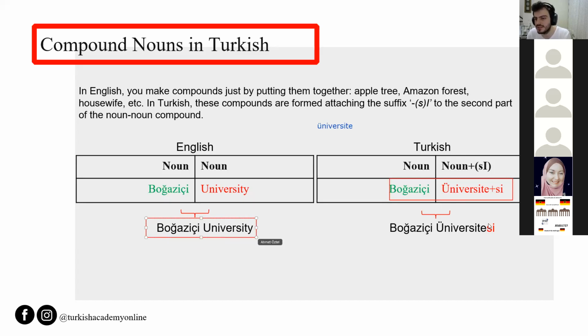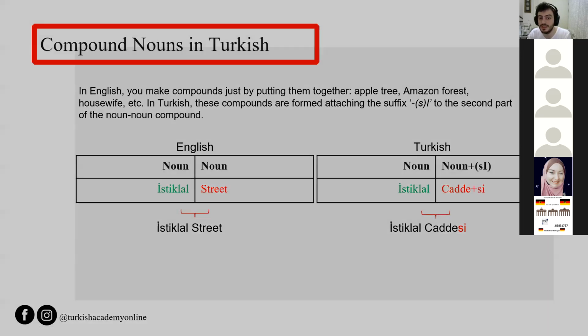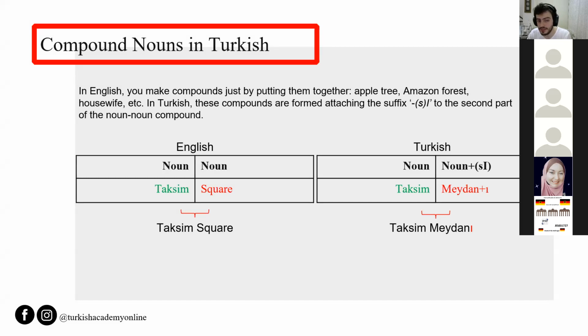But in Turkish, we have this extra C. We have this very famous İstiklal Street. In English, you would just call it İstiklal Street, but in Turkish, we actually call it İstiklal Caddesi. I have this C at the end of the word cadde. That's the idea. And then I have this very famous square in Turkey, which is called Taksim Square. And in Turkish, we call it Taksim Meydanı. And I don't have any sisi susu at the end because the word meydan.